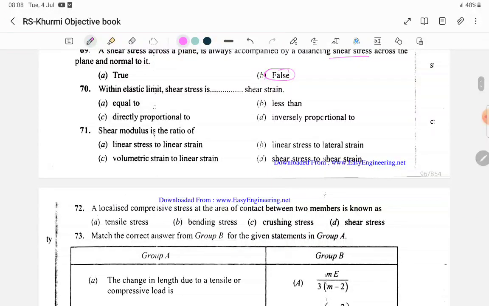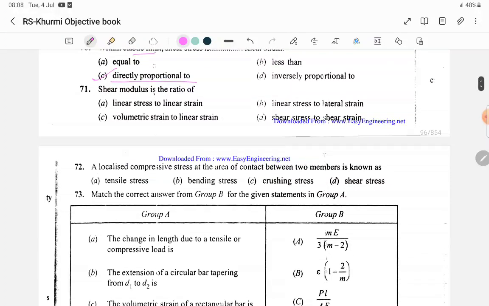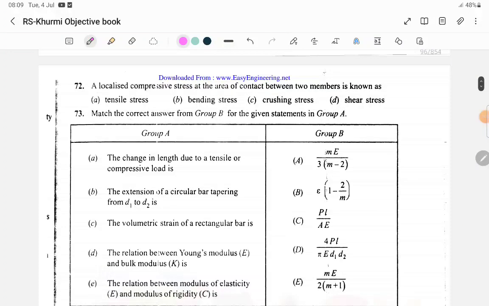Within the elastic limits, shear stress is directly proportional to shear strain. Shear modulus is the ratio of shear stress to shear strain. Localized compressive stress at an area of contact between two members is known as, you are correct, 72 is C.